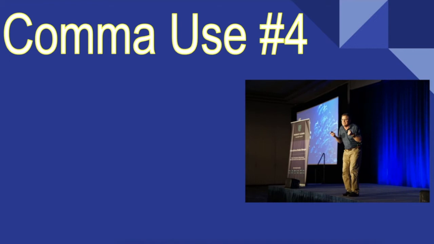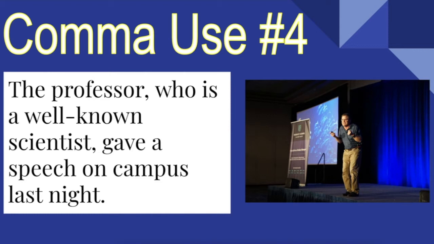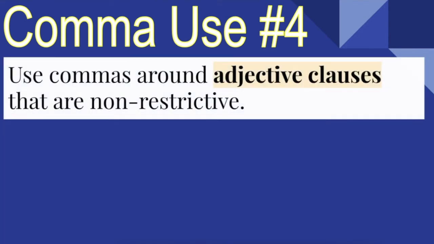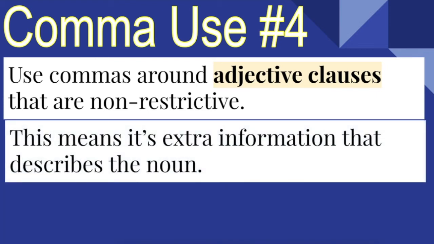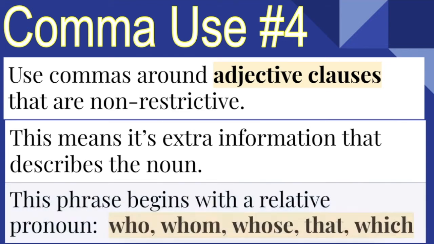Comma use number 4. The professor, who is a well-known scientist, gave a speech on campus last night. So you see how there are commas around who is a well-known scientist? Use commas around adjective clauses that are non-restrictive. Non-restrictive means that it's extra information that describes the noun. So you don't have to have it to complete the sentence. You're just adding more information. This phrase begins with a relative pronoun, who, whom, whose, that, or which.